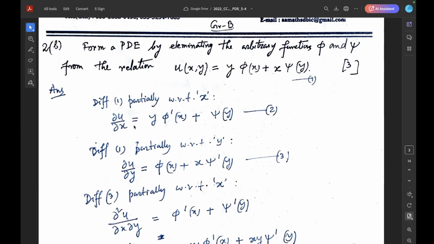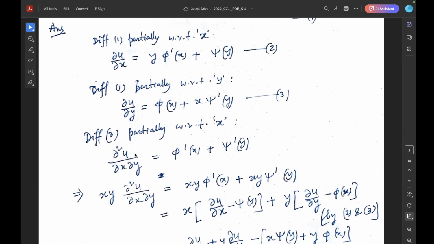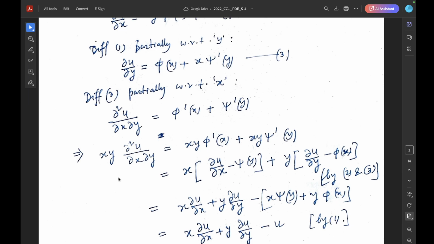Differentiating 1 partially with respect to x, ∂u/∂x = y phi'(x) + psi(y). Differentiating 1 partially with respect to y, ∂u/∂y = phi(x) + x psi'(y), equation 3. Differentiating 3 partially with respect to x, ∂²u/∂x∂y = phi'(x) + psi'(y). Multiplying both sides by xy, xy ∂²u/∂x∂y = xy phi'(x) + xy psi'(y).